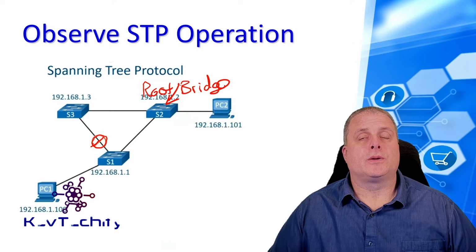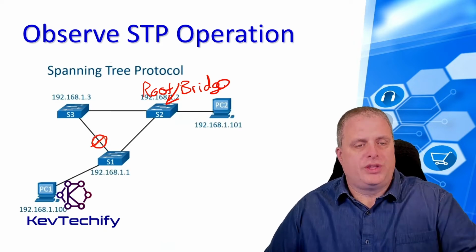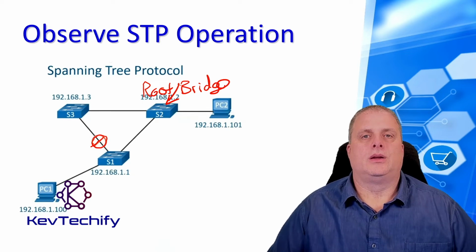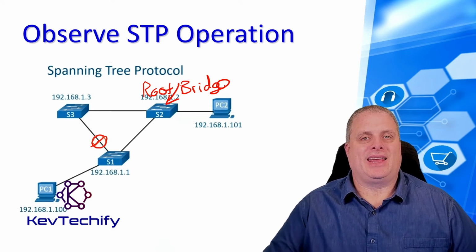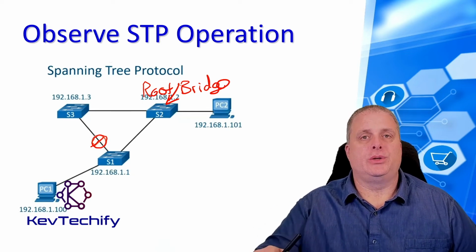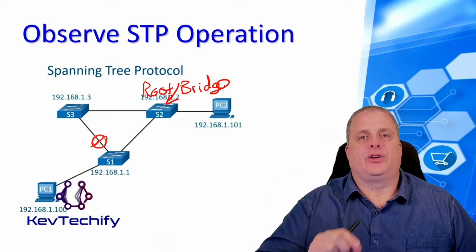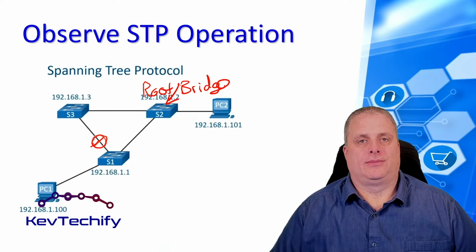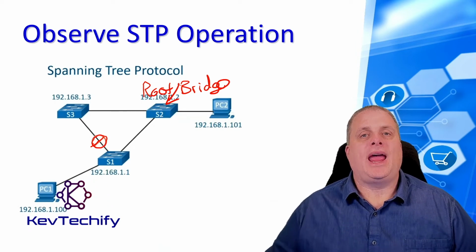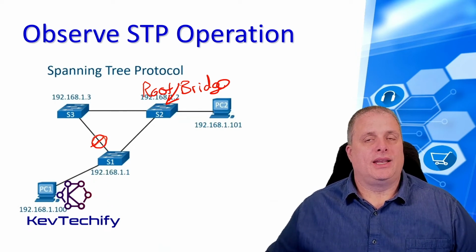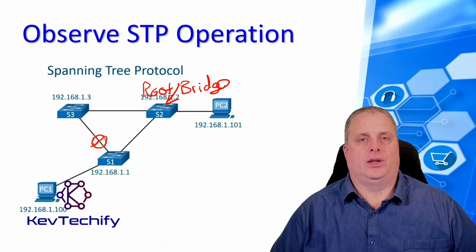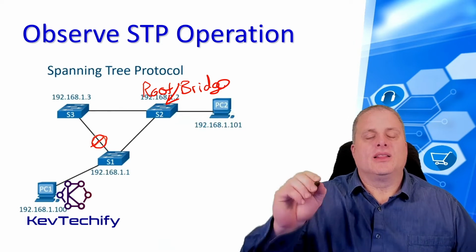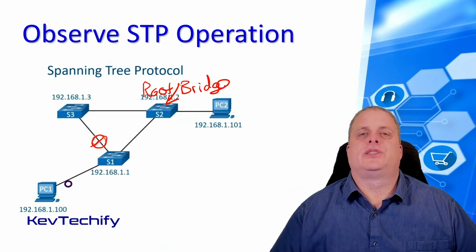Let's take a look at what's going on, and then we'll disconnect that connection between S1 and S2. We'll disconnect that cable between S1 and S2, and we'll see if Spanning Tree Protocol then recognizes that that link went down. And then reactivate that port on S1 and take it from blocking to forwarding. And this adds redundancy, allowing the packets to travel to its destination.